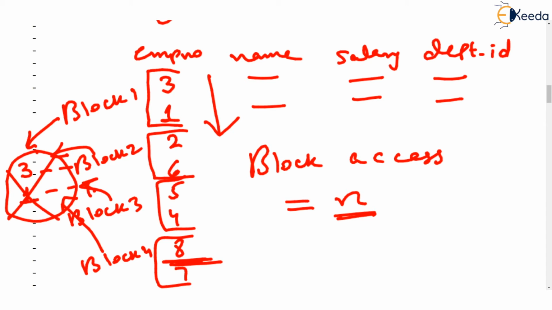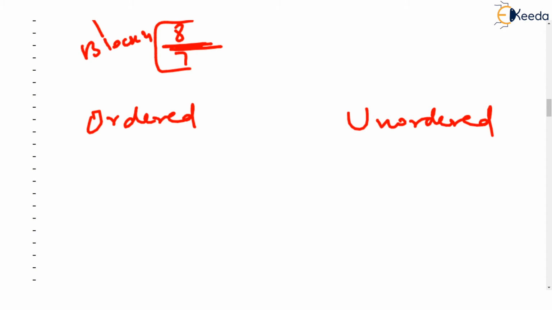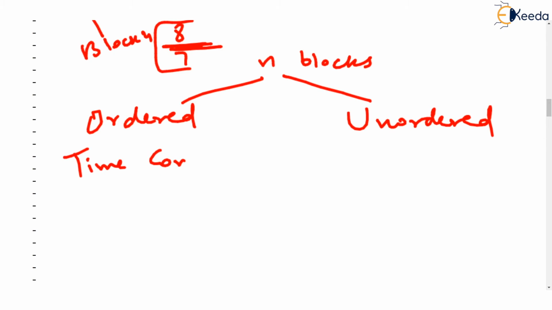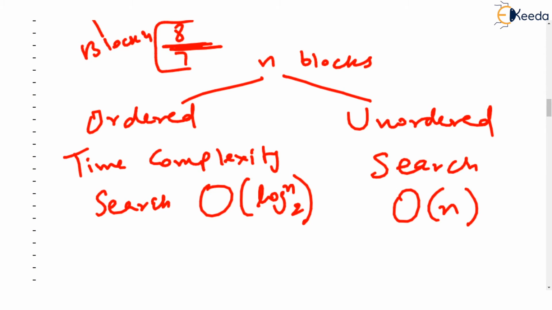So can you imagine, we have an ordered file and an unordered file, both having n blocks. But then what will be the time complexity to search? It will be big O of log n to the base 2. But what will be the complexity here to search? It will be big O of n. I'm not saying always it is n. This is the worst case, isn't it?